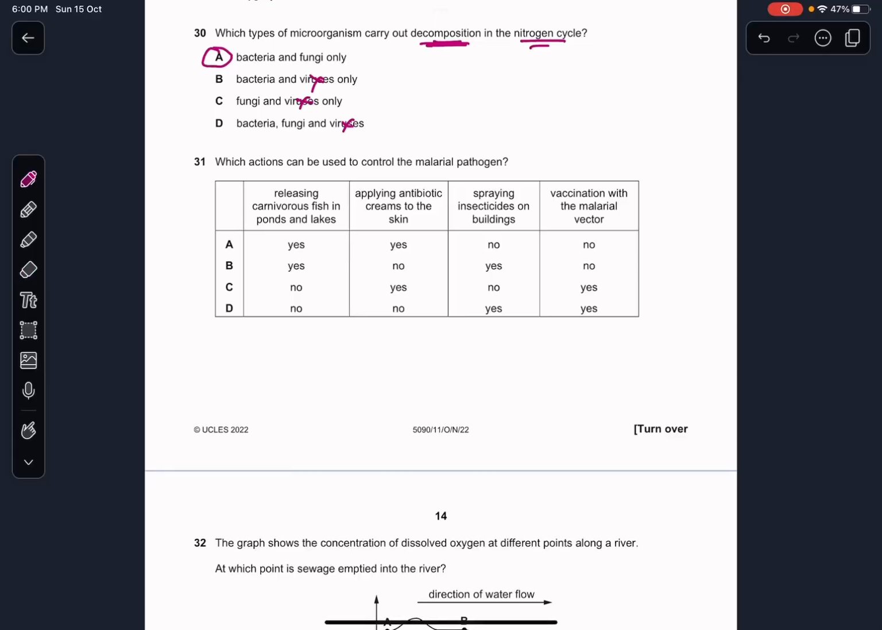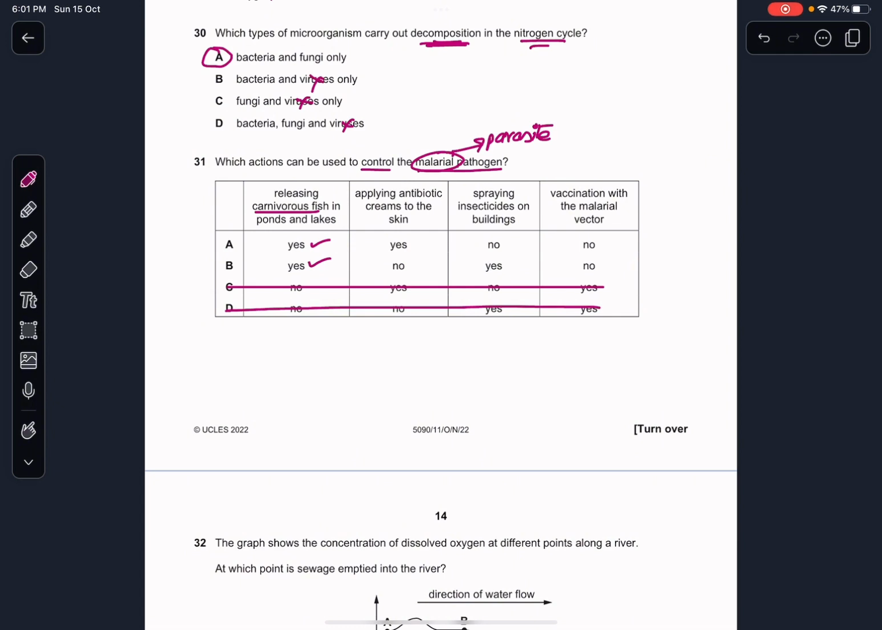Okay, so the next question is, what actions can be used to control the malarial pathogen? Releasing carnivorous fish in the ponds and lake, yes, this can be done. Why? Because this is going to kill the mosquitoes that are the vectors for transporting this malarial parasite to the humans, right? So it cannot be C, it cannot be D. We are going to cut those out.